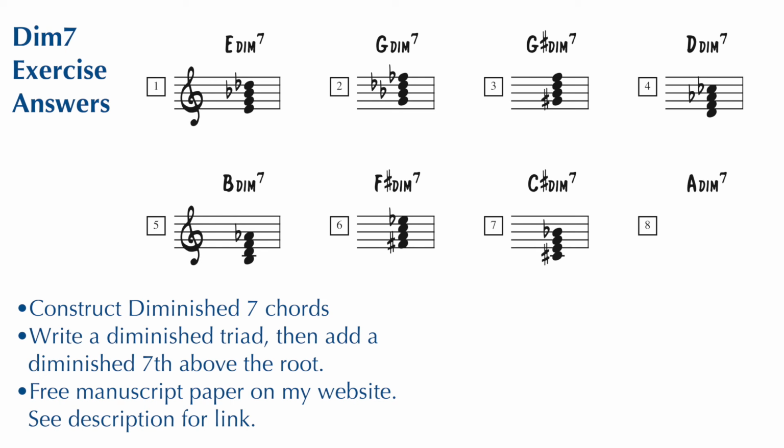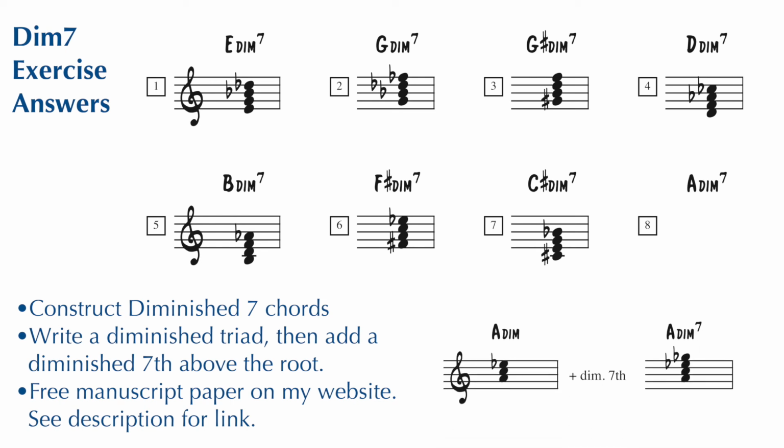And A diminished 7. First, construct an A diminished triad, which is going to be A, C, E flat. Next, we add a diminished 7 above the root. Your root is A. A minor 7th above an A will be a G. So a diminished 7 is going to be G flat. Stack them all up. We have A, C, E flat, and G flat. A diminished 7.